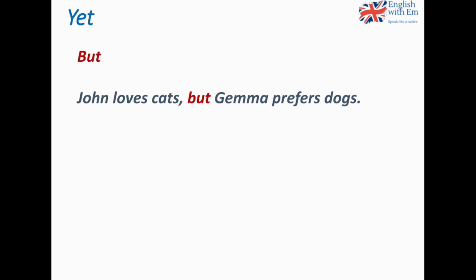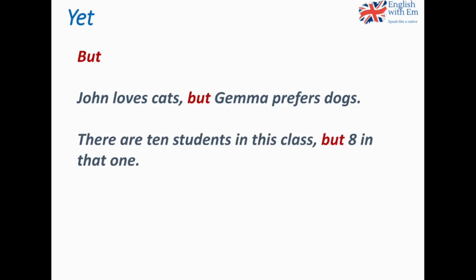So we have differences of opinion here, which is perfectly normal. We have no reason to think that Gemma shouldn't prefer dogs. There's nothing unexpected here. There are 10 students in this class, but 8 in that one. So here we're just pointing out a difference in the number of students. There's nothing unexpected.